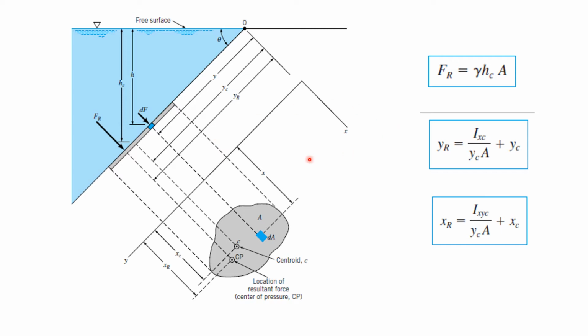As you can see, this is an arbitrary plate and you have to calculate the resultant force which is acting on this plate. In order to find the resultant force, you need to know these three formulas. YR is the location of the resultant force in the y direction and XR is the location of the resultant force. The resultant force is acting at point CP and C is the centroid of this arbitrary plane.